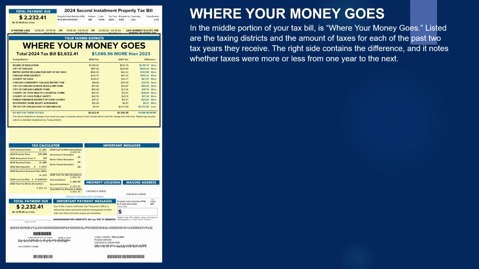In the middle portion of your tax bill is where your money goes. Listed are the taxing districts and the amount of taxes for each of the past 2 years they receive. The right side contains the difference, and it notes whether taxes were more or less from one year to the next.